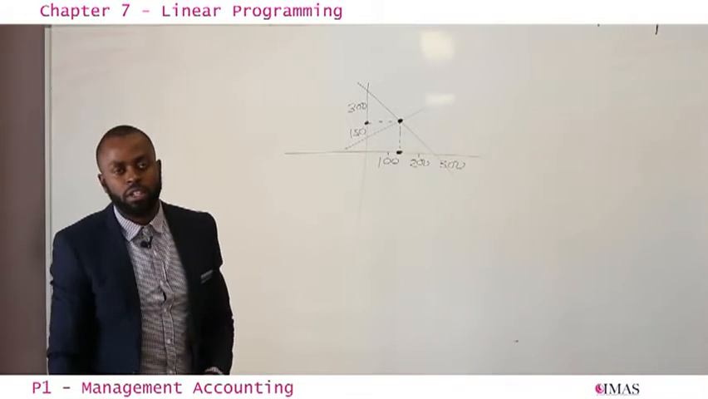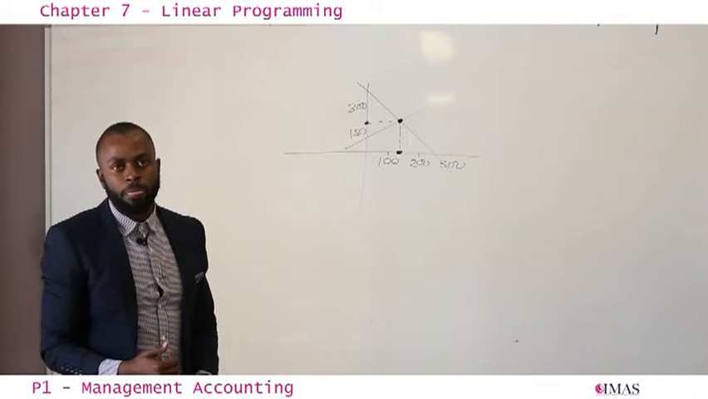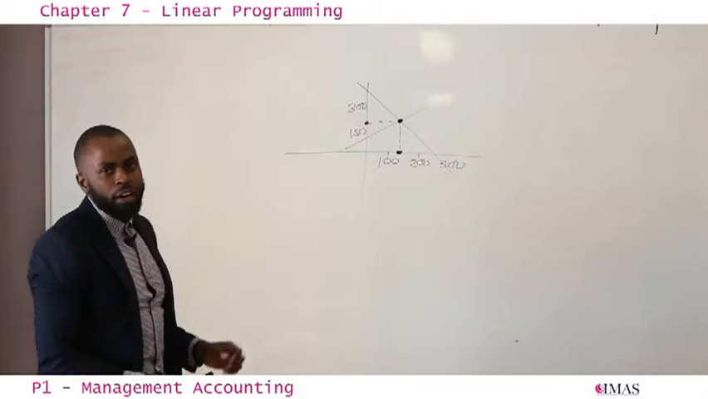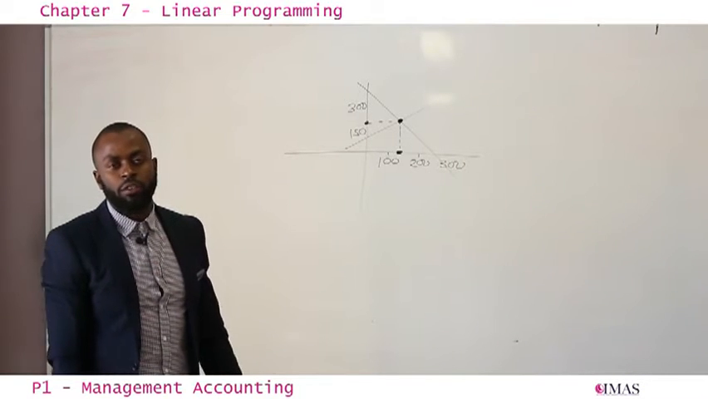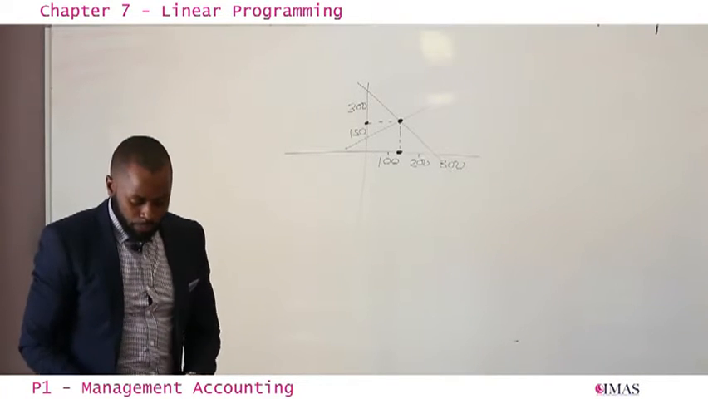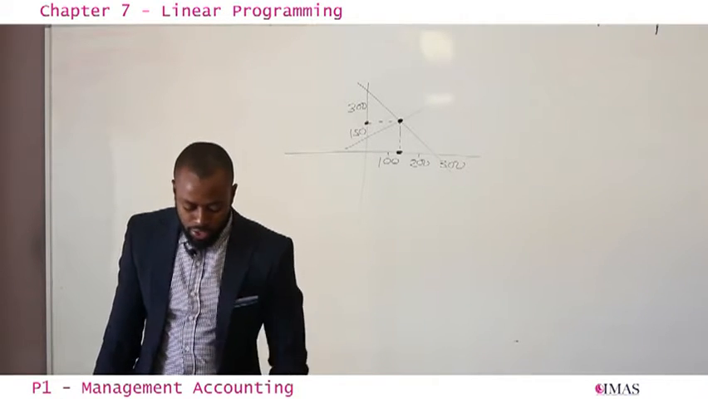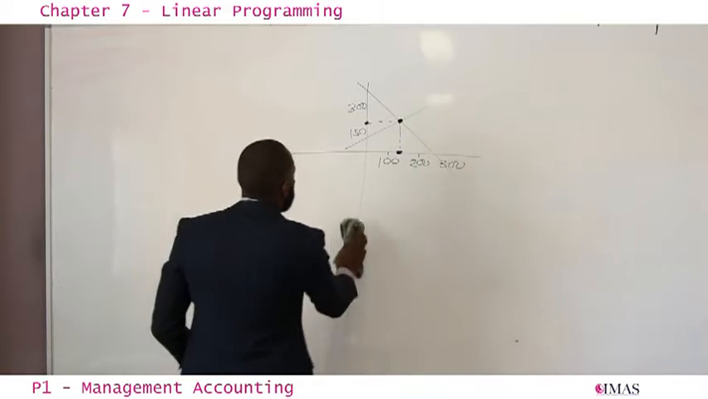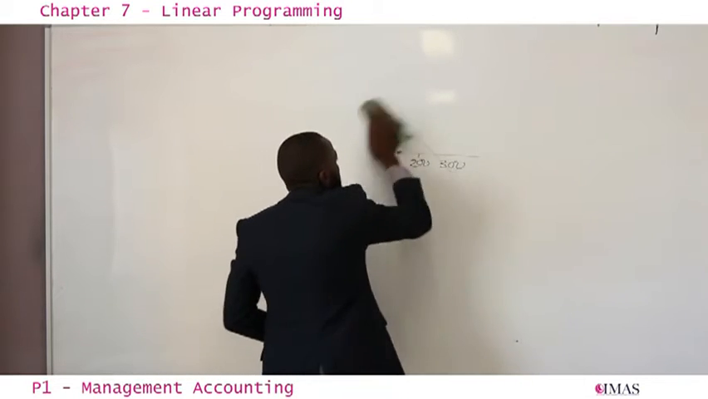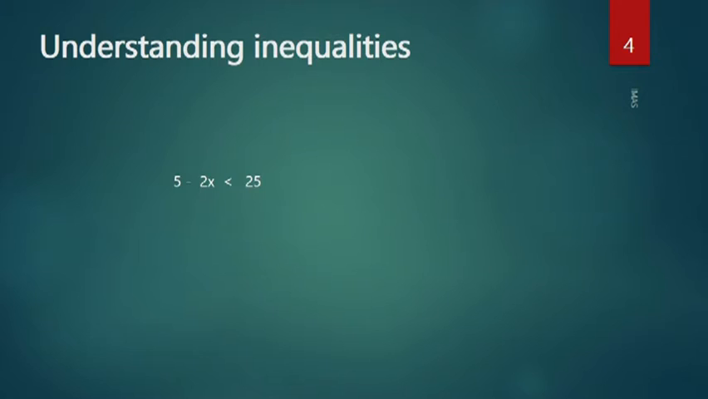With simultaneous equations, we get the most accurate answer, because in some cases our graph will not give us the most accurate answer. So we have to use simultaneous equations. So that's it on simultaneous equations. The next thing is we need to look at another mathematical concept, which is understanding inequalities. So we're going to use the inequality on slide number 3.